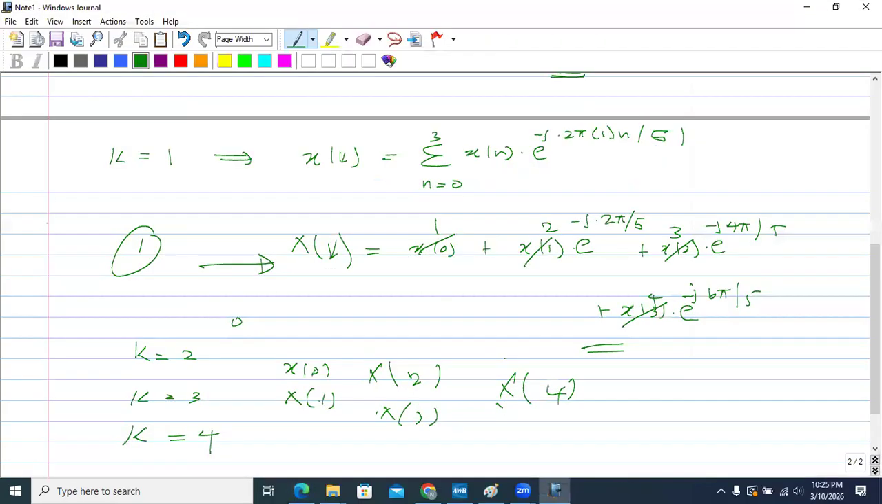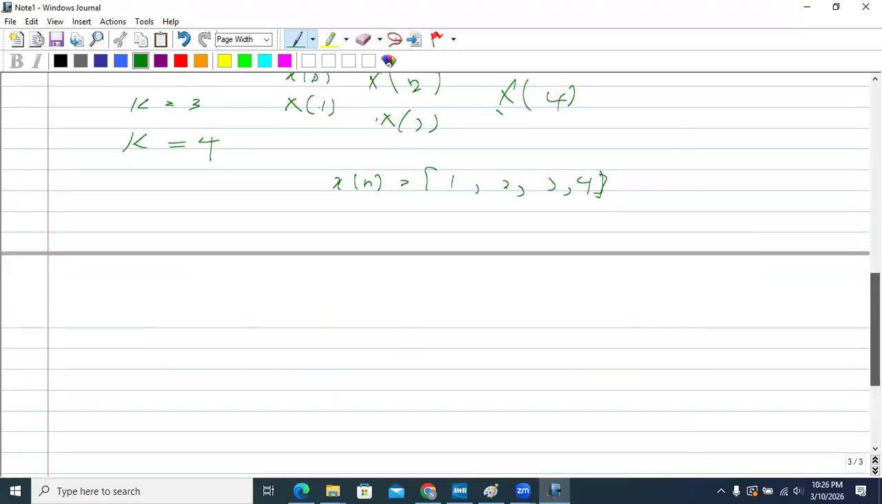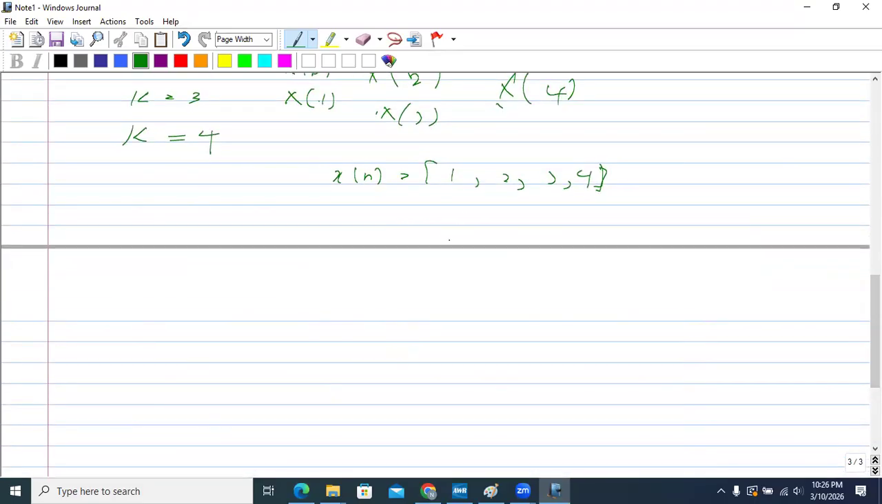For example, if you are given a sequence like 1, 2, 3, 4, and you are asked to calculate the 6-point DFT or 7-point DFT or something, here you have 1, 2, 3, 4, so maybe you can add 3 samples. Actually, if you add these 3 samples, it will not affect the result.